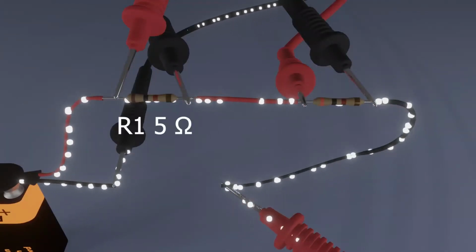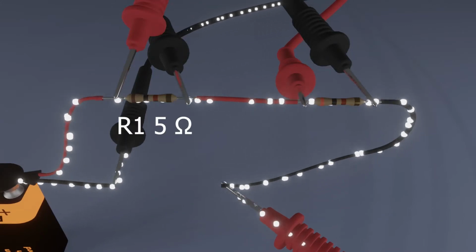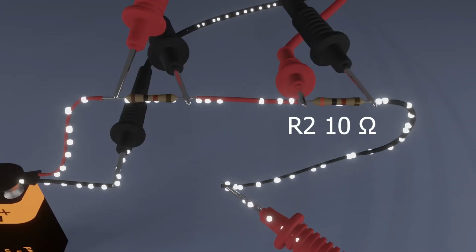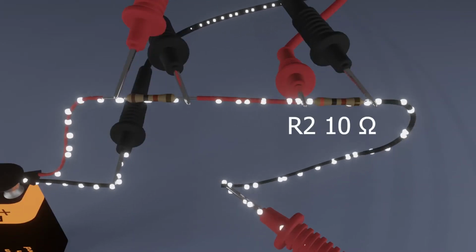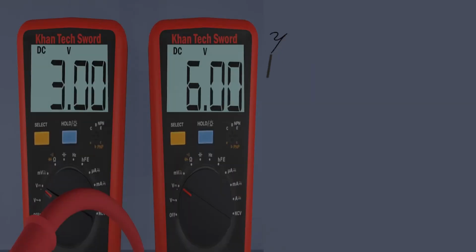By placing the multimeter across R1, the 5 ohm resistor, we get the value of 3 volt, and by placing the multimeter across R2, the 10 ohm resistor, we get the value of 6 volts. We can also find the voltage difference across R1 and R2 by using Ohm's law.